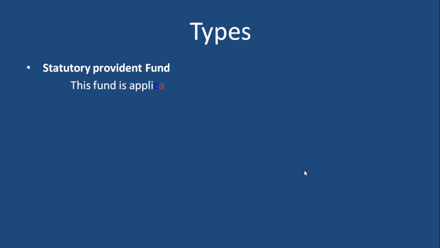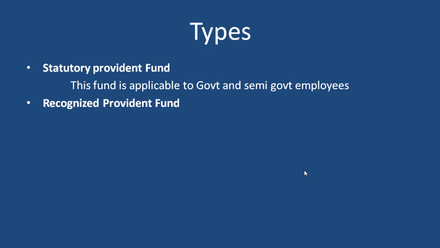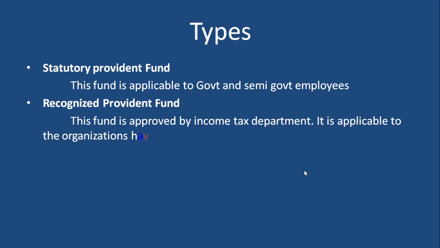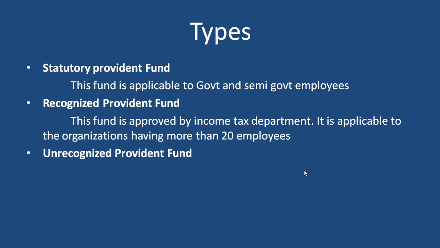There are four types of provident fund. The first one is the statutory provident fund. This fund is provided for government employees. The second one is the recognized provident fund. Recognized provident fund means the fund has been recognized by the income tax authorities, the Commissioner of Income Tax. And the third one is the unrecognized provident fund.